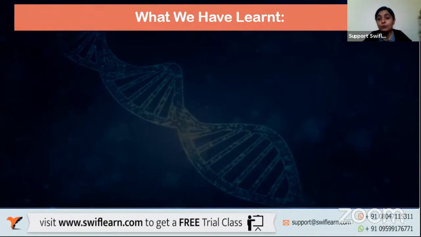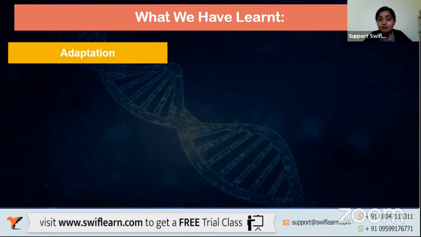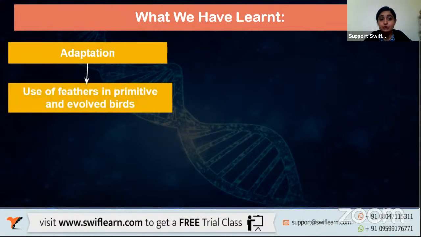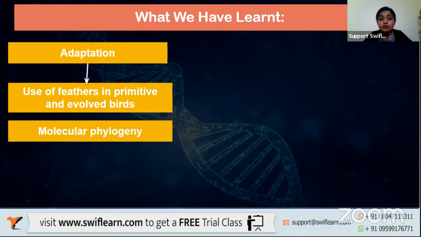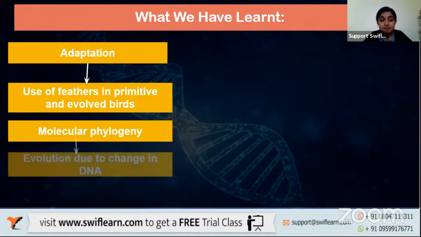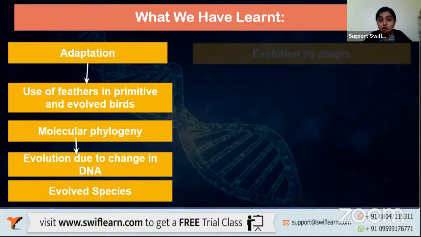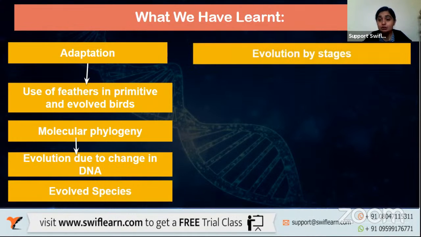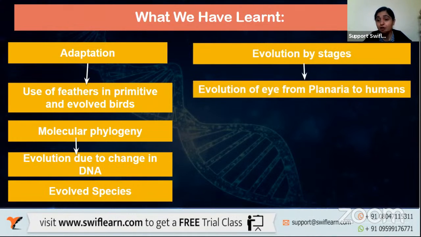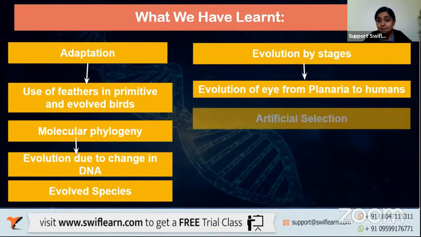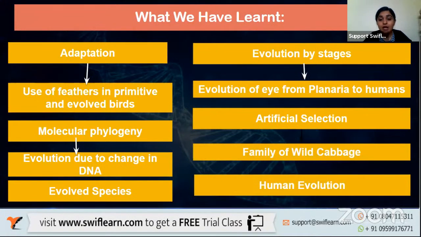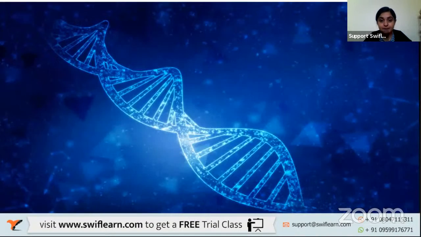So what have we learned today? We have learned about adaptation, uses of feathers in primitive and evolved birds. Molecular phylogeny, evolution due to change in DNA. Then we learned about evolution by stages, evolution of the eye from planaria to humans. Then we learned about artificial selection, the family of wild cabbage, and human evolution.